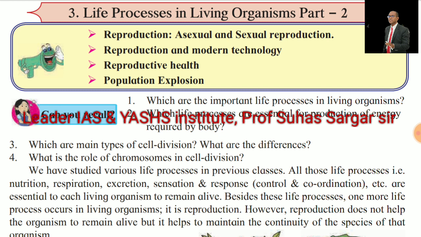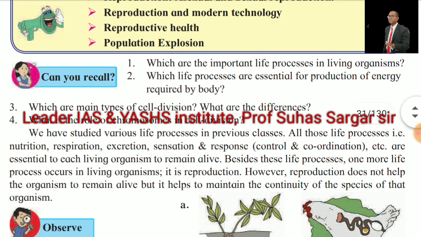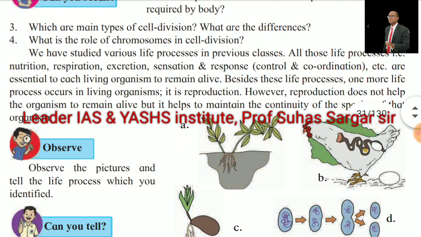We have studied various life processes in previous classes. All those life processes, that is nutrition, respiration, excretion, sensation and response, control and coordination, etc., are essential for each living organism to remain alive. Besides these life processes, one more life process occurs in living organisms. It is reproduction. However, reproduction does not help the organism to remain alive, but it helps to maintain the continuity of the species of that organism.